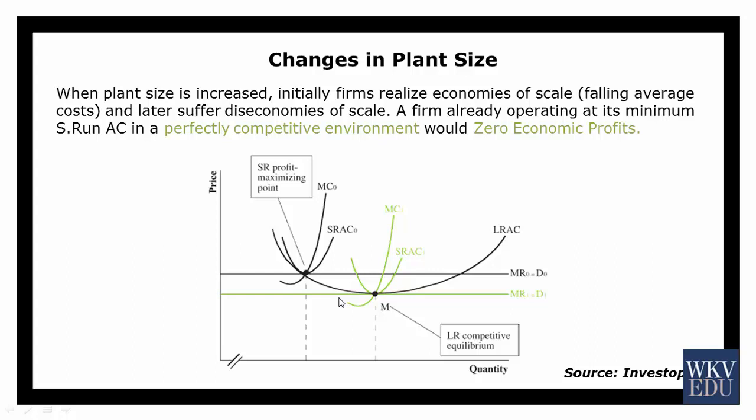The main concept, the main takeaway is, as we increase plant size, the only caveat is this, so I'll repeat the entire thing. The entire takeaway is, if a firm is not operating at its minimum short-term average cost, as it shifts to a bigger plant size, initially it realizes economies of scale, where the average costs fall, and then later suffers diseconomies of scale. If a firm already operates at a minimum short-term average cost in a perfect competition world, it would reap nothing but zero economic profits.